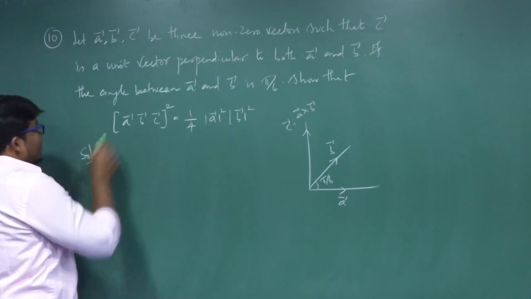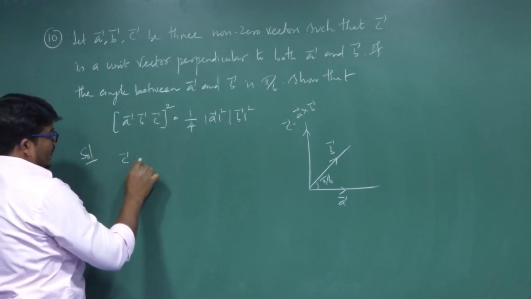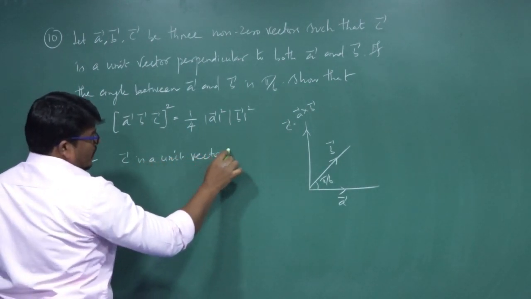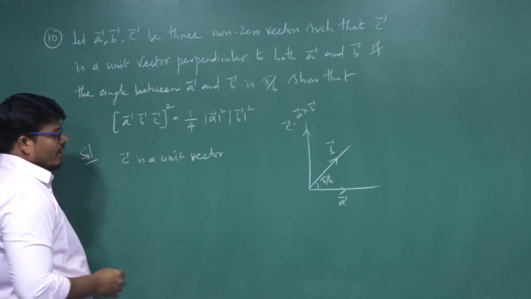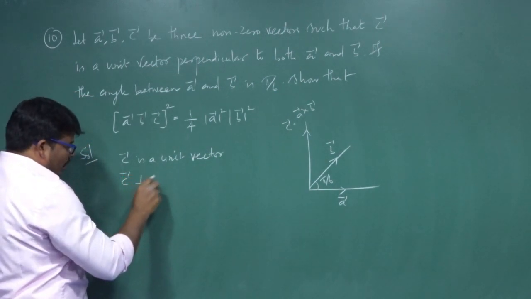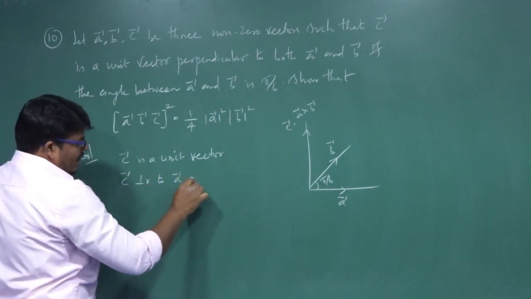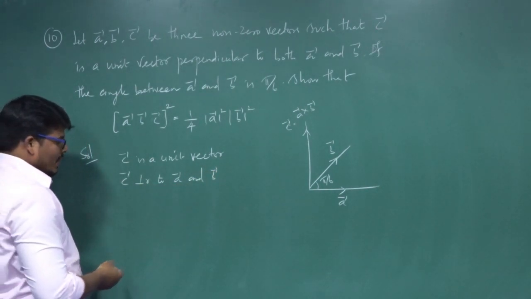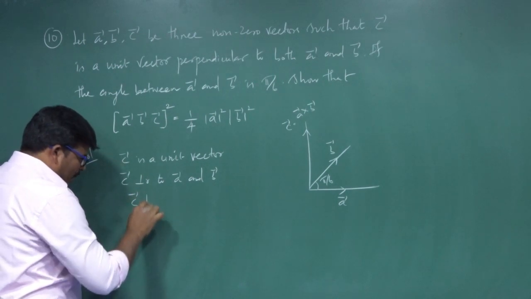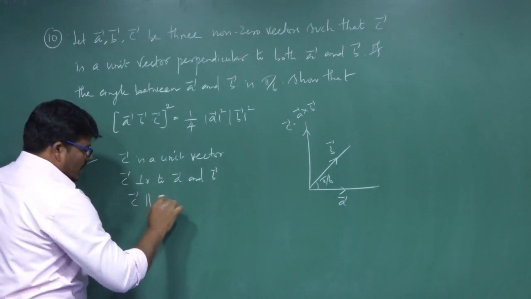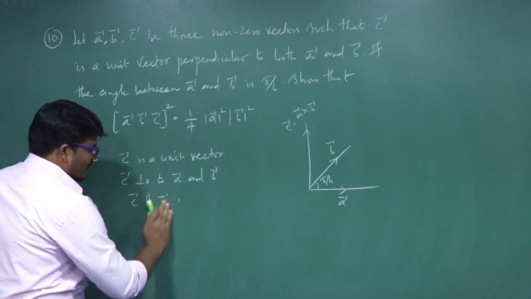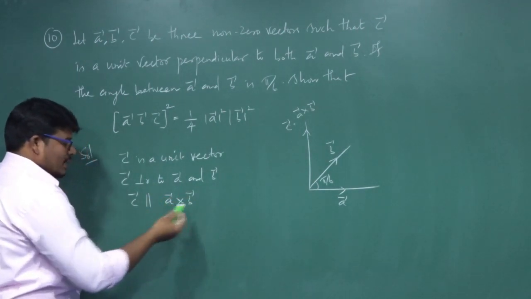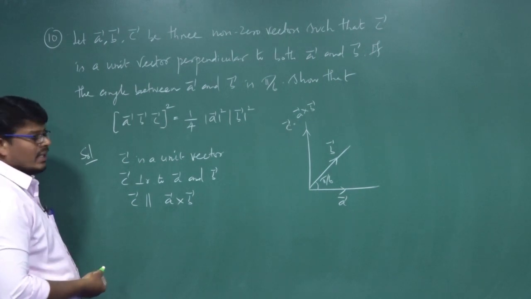Now, C is a unit vector, and the C vector is perpendicular to A vector and B vector. Also, C vector is parallel to A vector cross B vector.